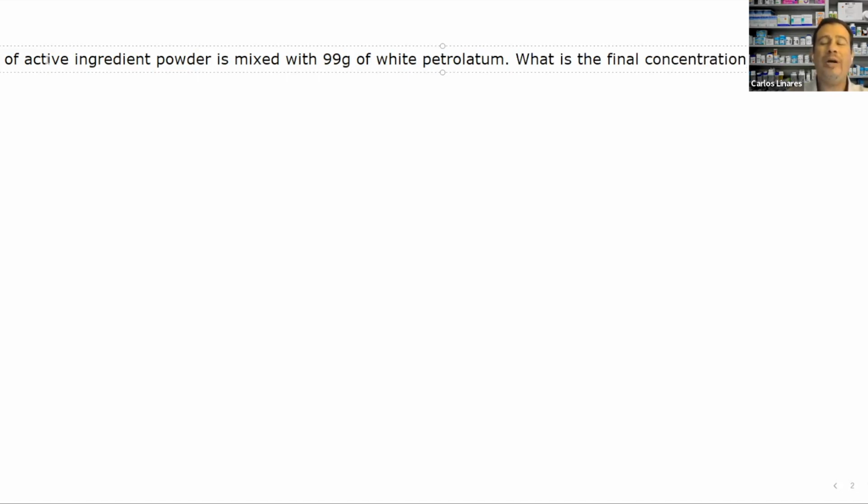So it's asking, what is the percent strength? The way they can ask you is, what is the percent strength? What is the final concentration? They can use those type of words. So let's look at the formula. Again, I always recommend students writing the formula when they are working on a problem. So this is amount of active ingredient over total times 100%.